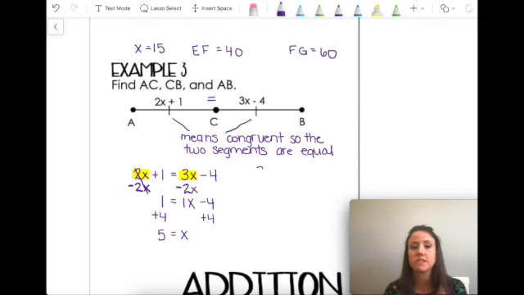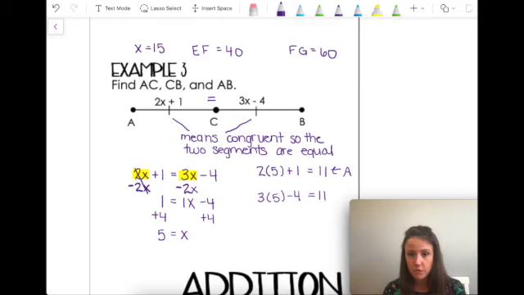Now, we have not answered any other questions. It didn't ask for x. It says find AC, find CB, find AB. So first thing I'm going to do is plug it into the 2x plus 1. Instead of x, I'm putting 5. So 2 times 5 plus 1 is 11. Then I'm going to plug it into 3x minus 4. So 3 times 5 is 15. Minus 4 is 11. Now I've found AC. Now I have found CB.